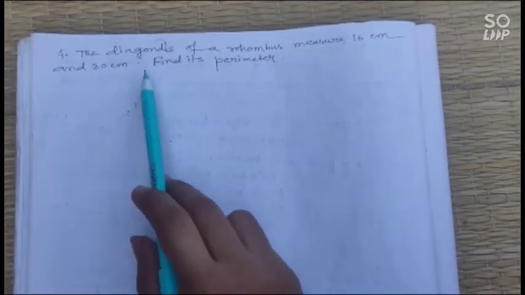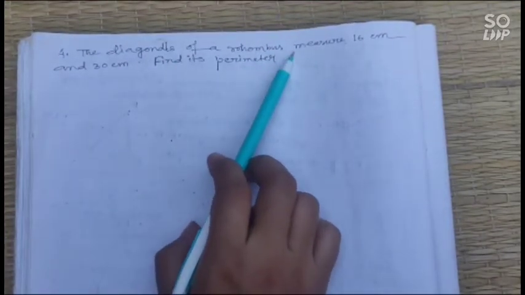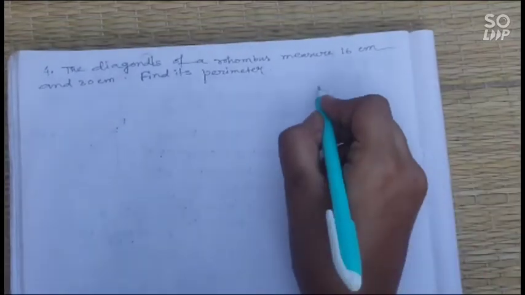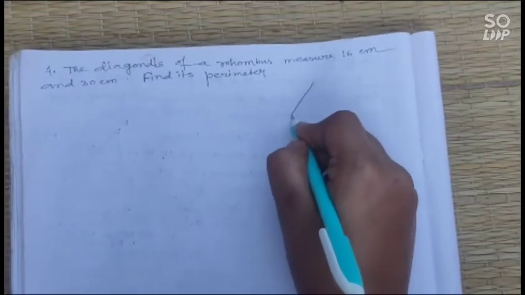Next, question number 4. The diagonals of a rhombus measure 16 centimeter and 30 centimeter. Find its perimeter. So how can you find the perimeter of any figure? You have to add all the sides, then you can get the perimeter of any figure. But here the diagonals of a rhombus are given. Let us draw a rhombus.